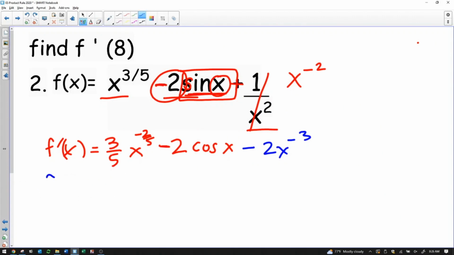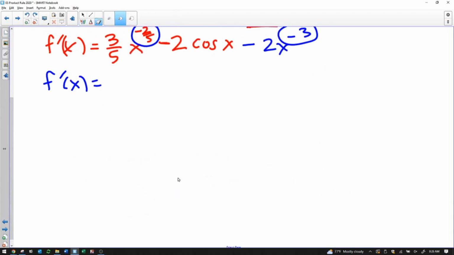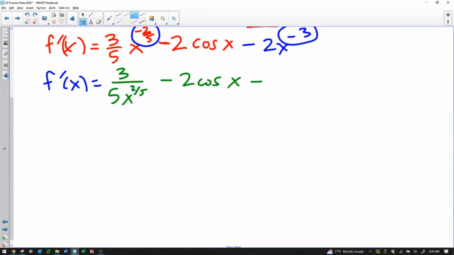Okay, FYI, before I even plug in 8, I'm going to get rid of all of these negative exponents. When expressions are not simplified, it makes it very hard to plug in numbers. So this is going to be 3/5 x to the 2/5 minus 2 cosine x minus 2 over x cubed. Are you good with it? I'm just kind of undoing the rewriting, if that makes sense. So I'm rewriting it so I don't have any negative exponents. And then now I'm going to plug in the 8.